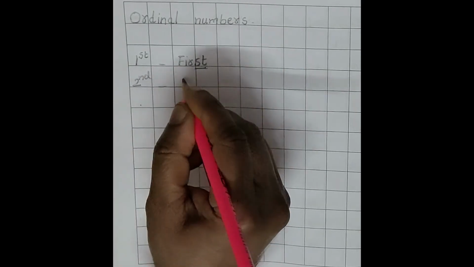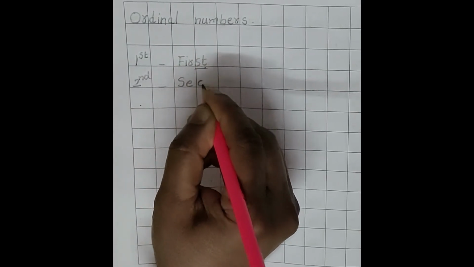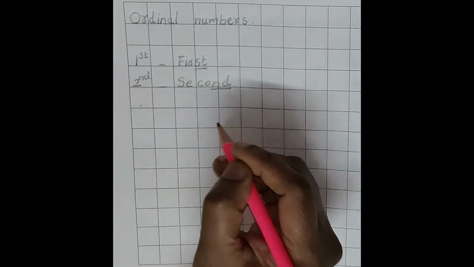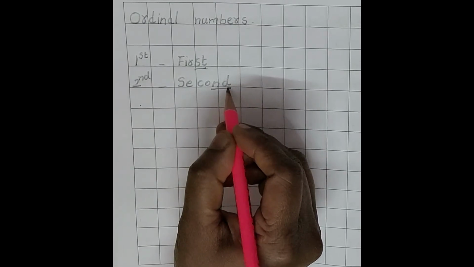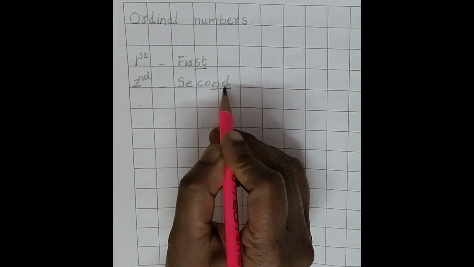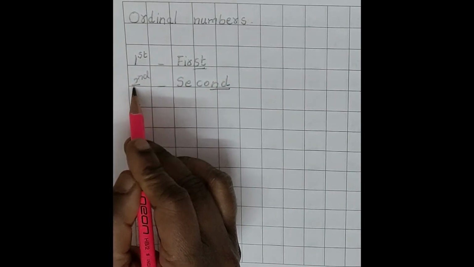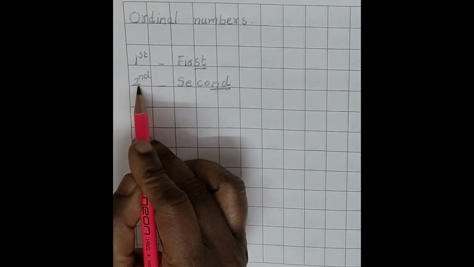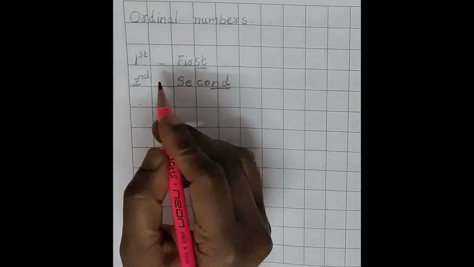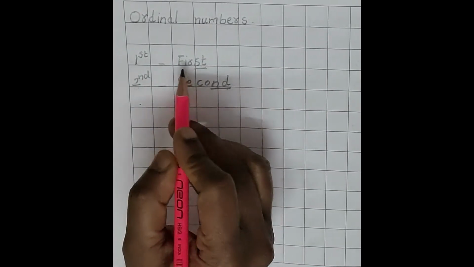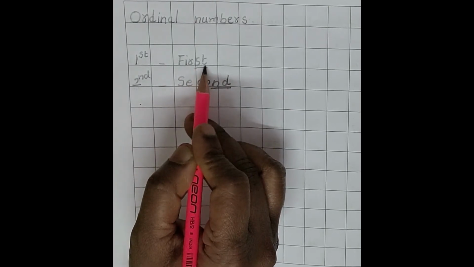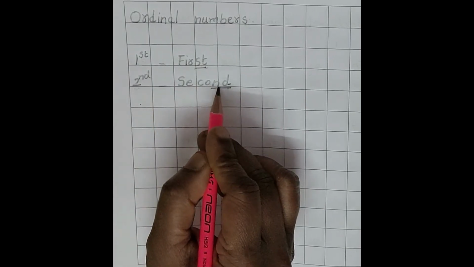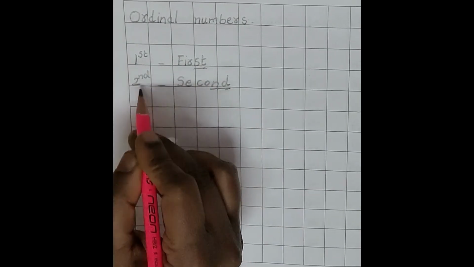Next one. Second. Small dash, start with capital letter S, ECOND, second. What are the last 2 letters, children? ND. So these last 2 letters ND we should write on top of 2. That is 2ND, second. Don't forget to write these last 2 letters, children. While writing first, the last 2 letters ST we write with 1, so 1ST, first. When writing second, the last 2 letters are ND. So 2ND, second.